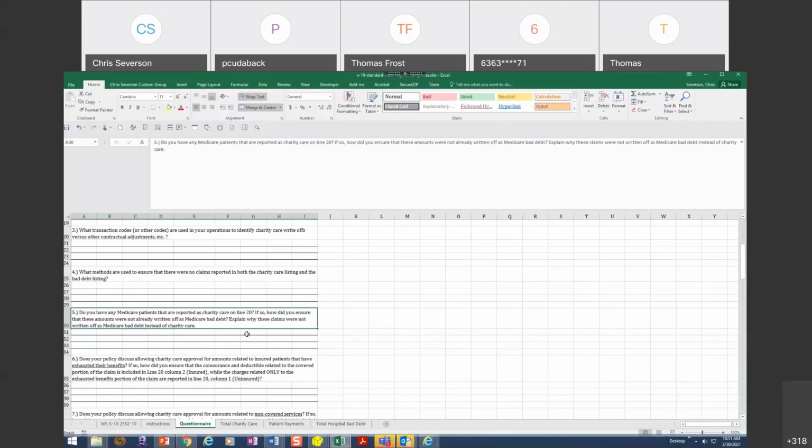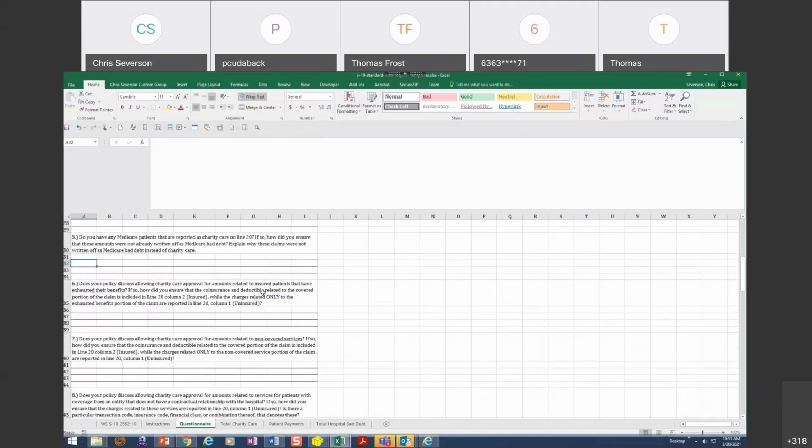So if you did write off a Medicare claim as charity care, one of the valid reasons might be it was not eligible for Medicare bad debt reimbursement for whatever reason. You just didn't meet the collection effort, you didn't timely bill, or whatever the situation is. We want to know some sort of explanation for that.